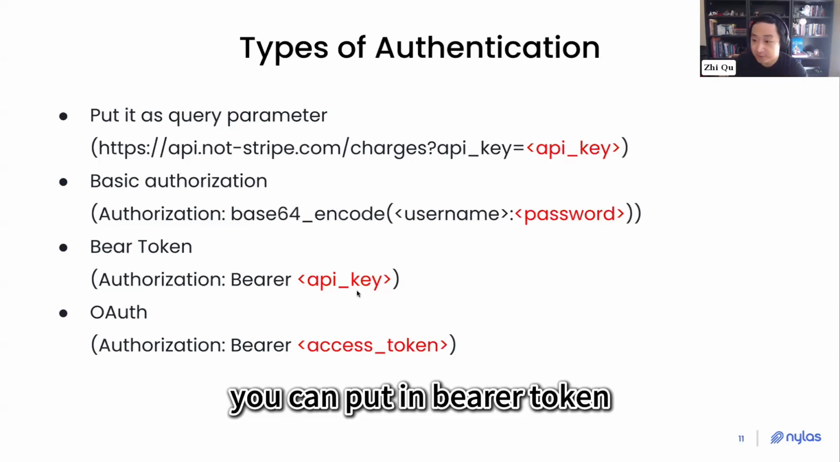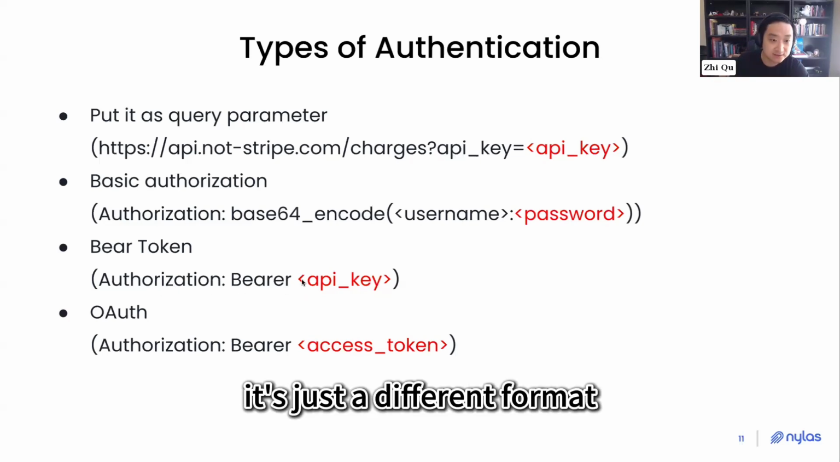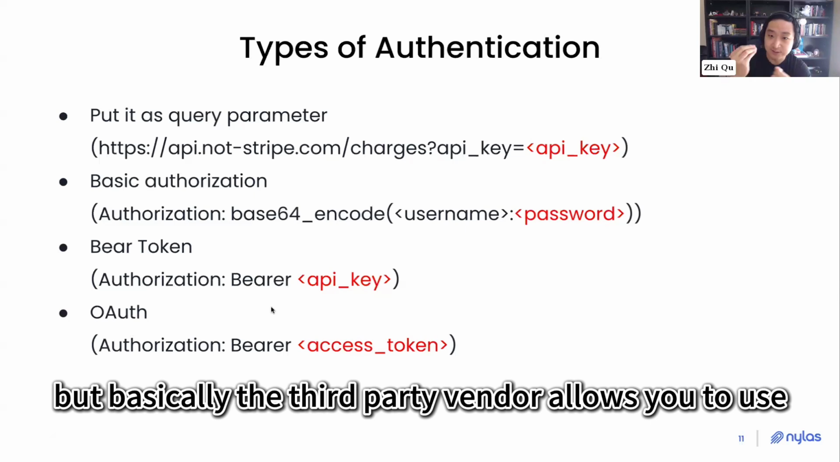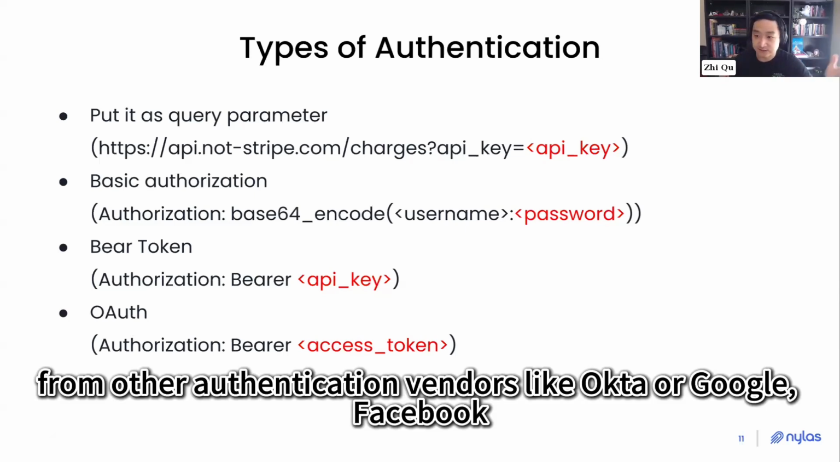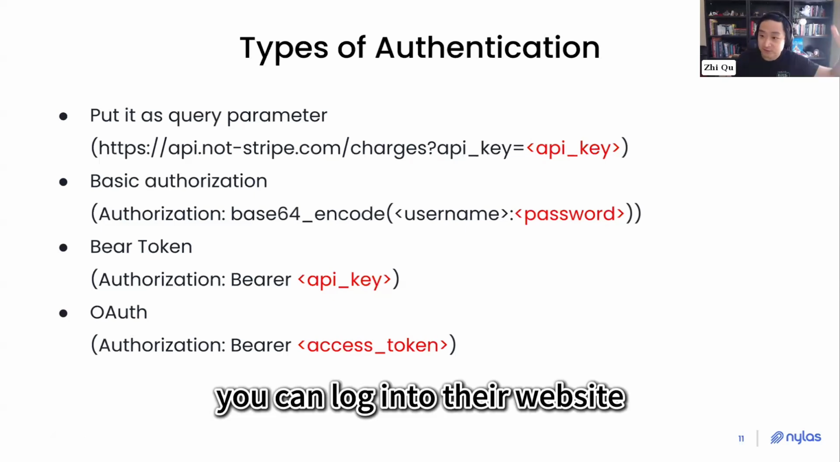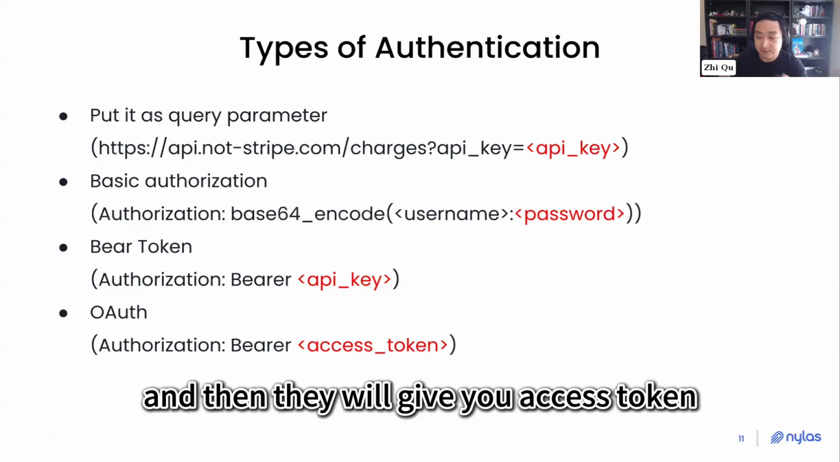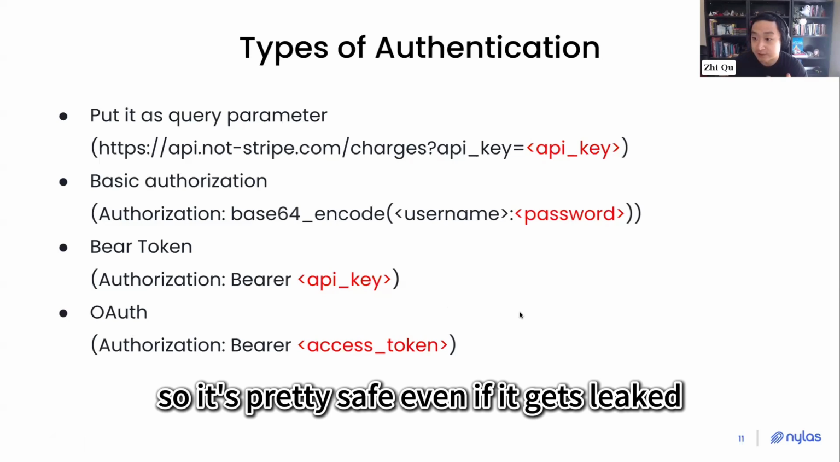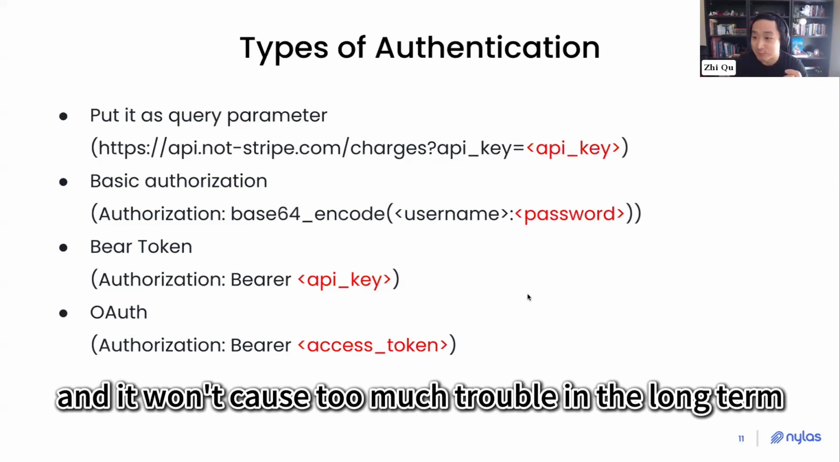You can put it in a bearer token. It's the same header, it's just a different format. I'm not going too deep on how OAuth2 works, but basically if the third-party vendor allows you to use some other authentication vendors like Okta or Google, Facebook, you can log into their website, and then they will give you an access token. This usually expires every hour, so it's pretty safe even if it got leaked. It won't cause too much trouble in the long term.